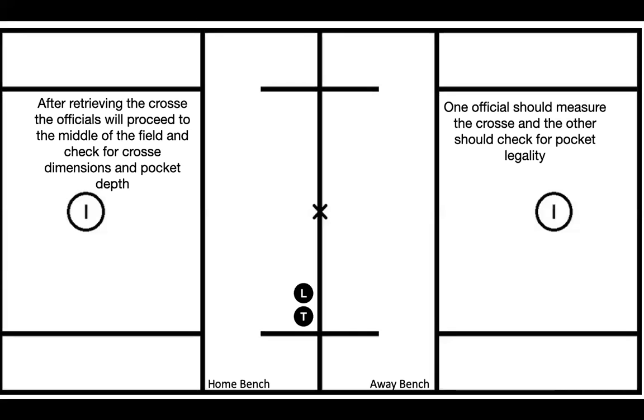The umpire is going to have his back to the bench. The referee is going to be facing the bench. We always want to have at least one official facing the bench. Always, always.